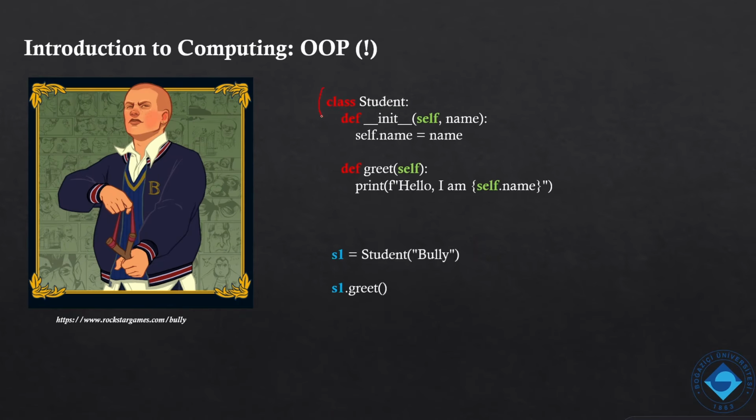Okay, after creating our class, I can create my objects. I will say S1 and I will write here the class name and my attributes. It is his name, right? Bully, the student name. Then if I call my function or its behavior under my class, I have to write my object name and dot and the function, right? Then after that one, it's going to print hello, I'm Bully.